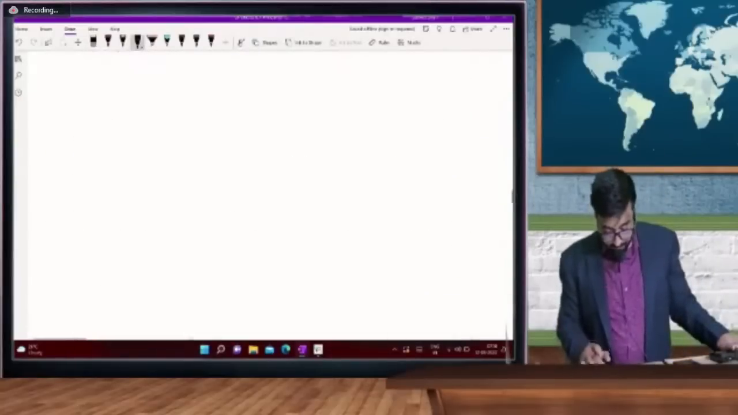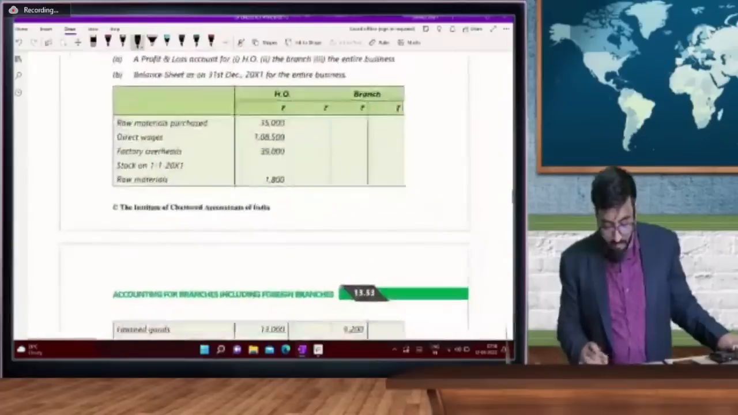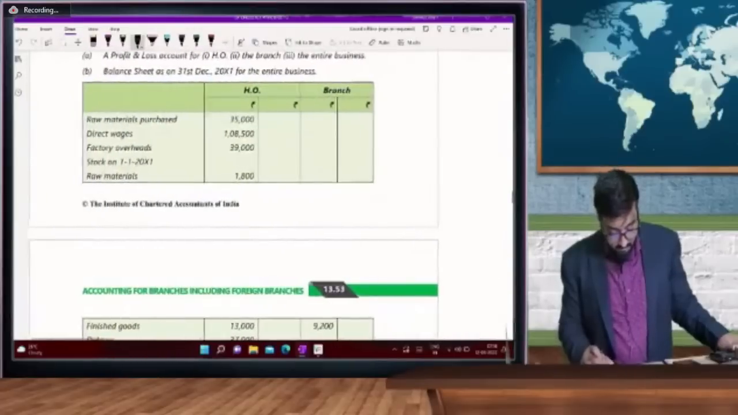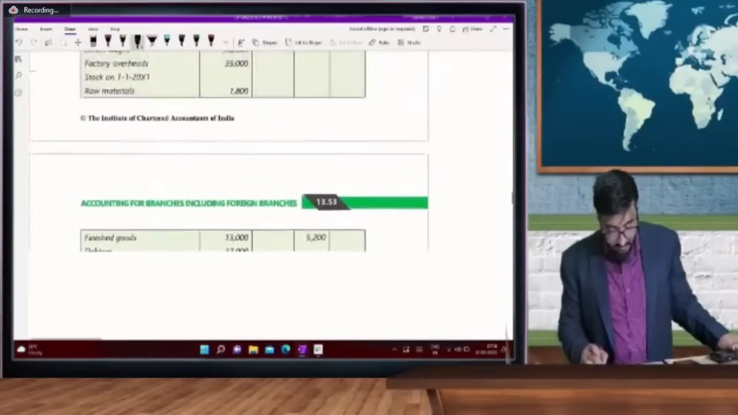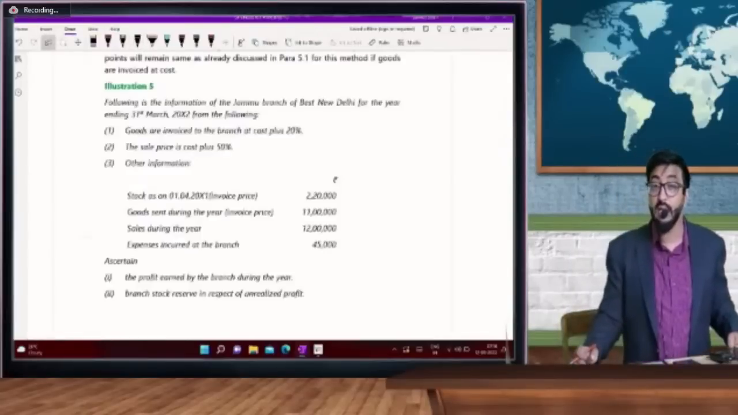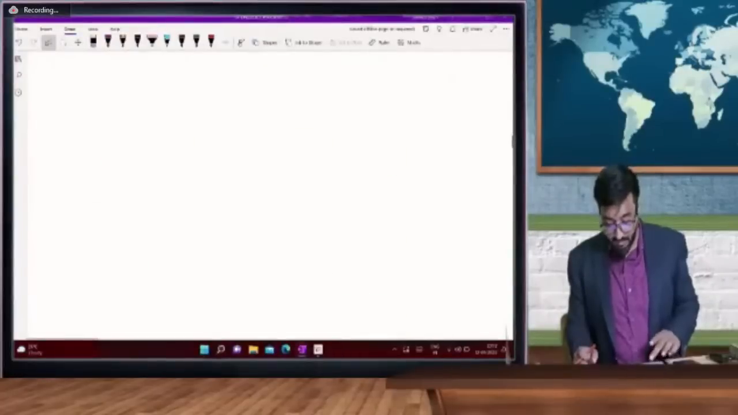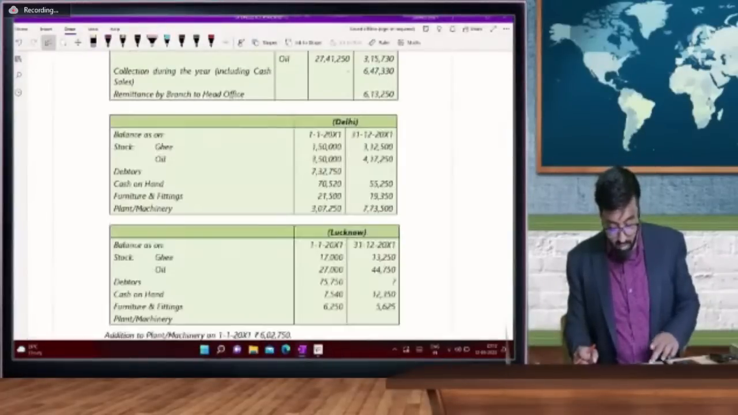Please cancel the word newly. Why? Because if you use the word newly, it does not have any opening stock. So make a change in your study material. That word newly is not correct.